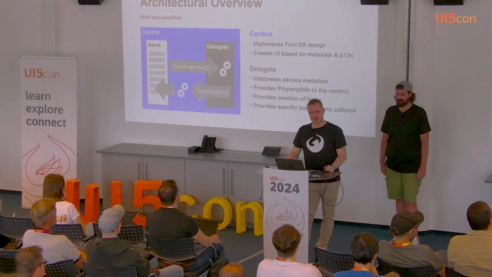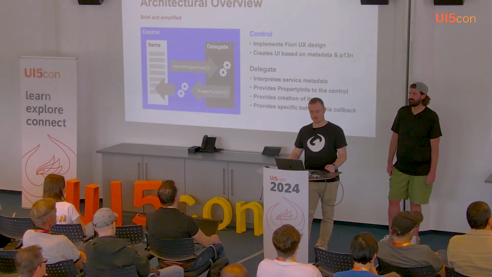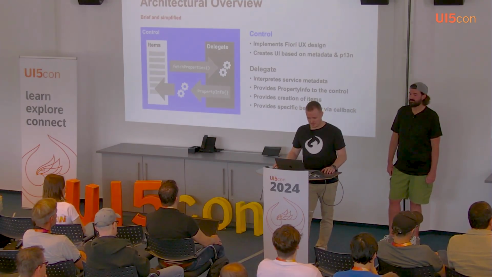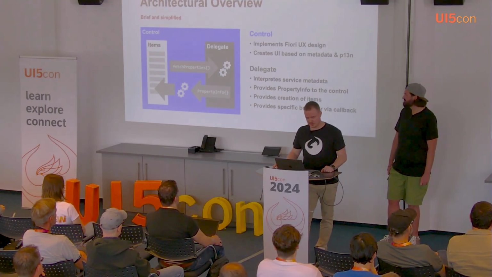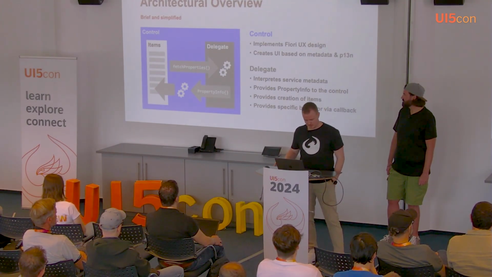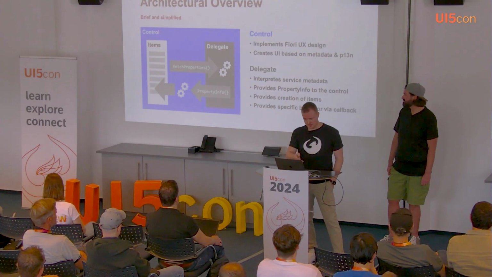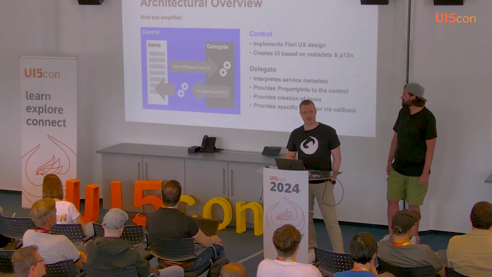And the second thing is it creates the UI for you, based on the metadata and the personalization settings the user has made. So this is what the control does for you. And how does that work? There you can see on the chart the gray box, the delegate, which has the responsibility to interpret the service metadata. In this schema, you see the fetch properties call set up from the control to the delegate, where it asks, what is the service metadata? How does that metadata look?